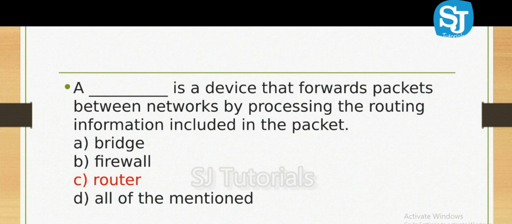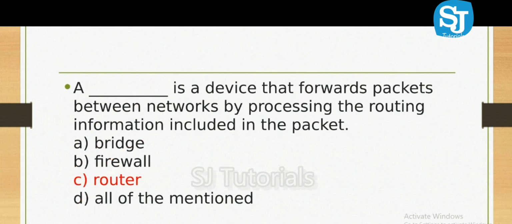We already studied that in the previous classes. So note that the blank is a device that forwards packets. A packet-moving device between networks that processes the routing information included in the packet is only a router. The related packet information is routed using this device. The options are A, bridge; B, firewall; C, routers; D, all of the mentioned.